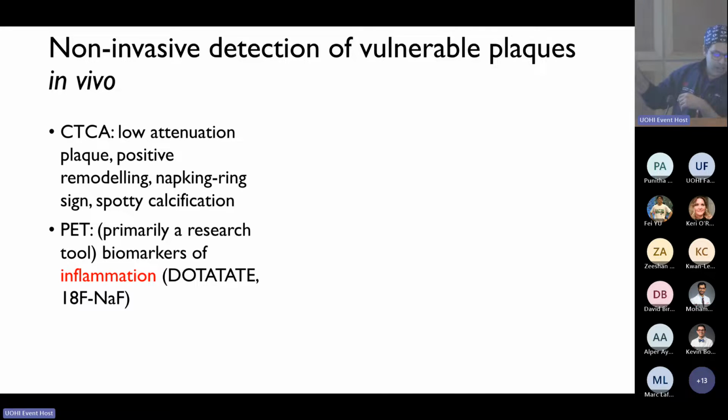The other thing you can do is look at PET, and this is not PET in terms of perfusion scanning. This is PET specifically using biomarkers that light up macrophages in the arterial wall. And this is really a research tool at present, done at a few centers. And PET is prohibitive as a tool for coronary artery characterization just because the radiation involved is a little bit greater.